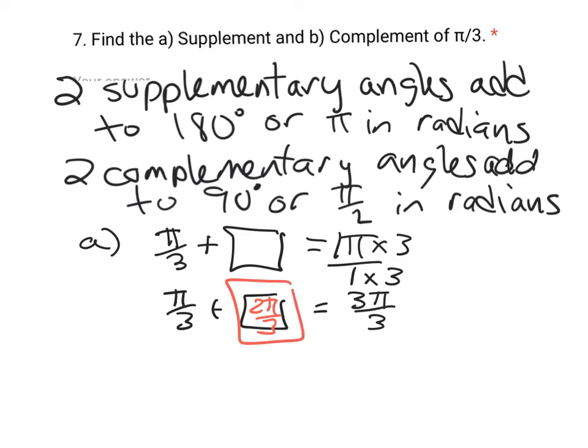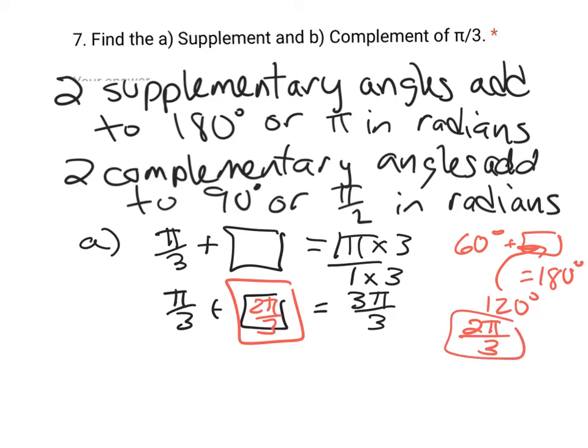You can also convert the pi over 3 to degrees. 180 divided by 3 is 60. And then I want 60 plus something to be 180, and that would be 120. That would fit. And 120 would be two 60-degree angles. So if I convert it back to radians, it would be 2 pi over 3's, or 2 60's. So the supplement is 2 pi over 3.